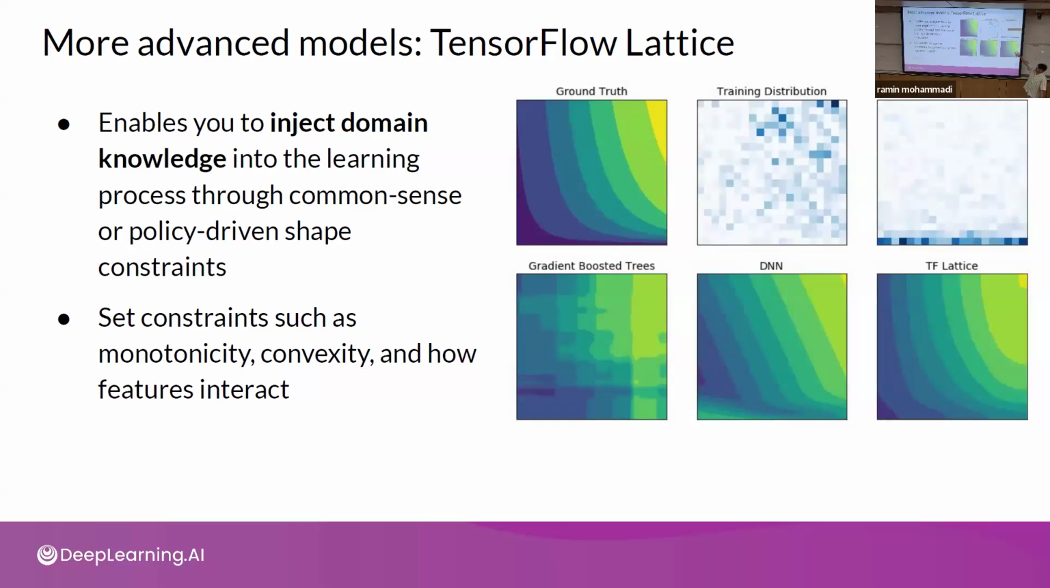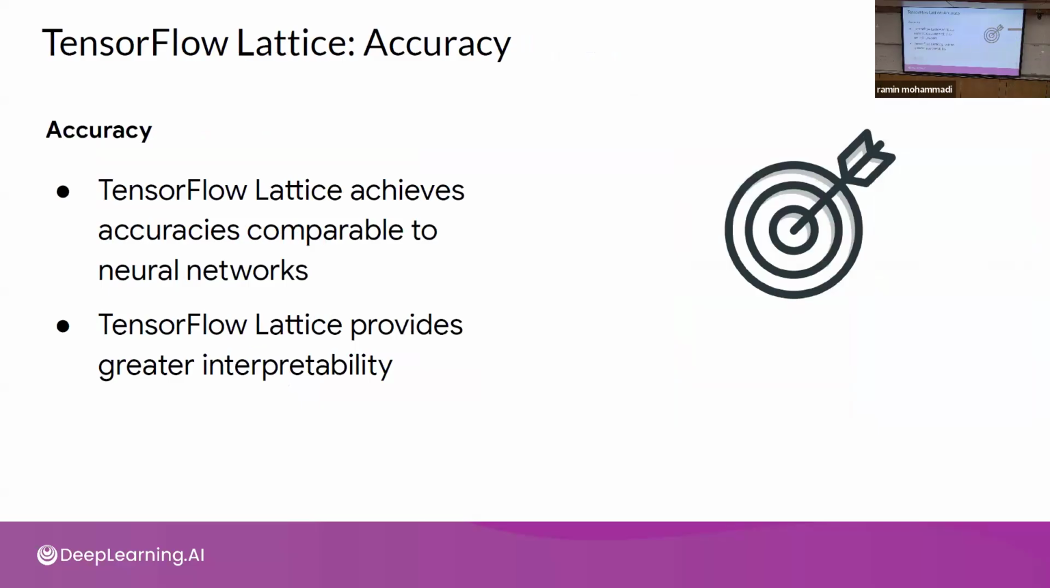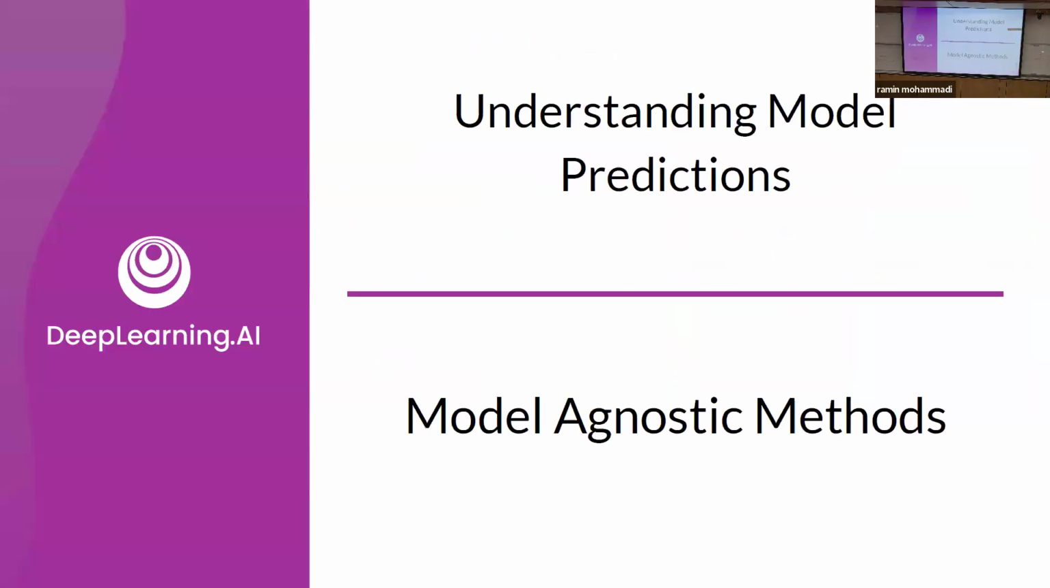On the top left, you have the ground truth distribution. If you apply XGBoost, this is what you get. If you apply a deep neural network, this is what you get. If you apply TF lattice, it's almost identical to the original data, right? So it's pretty strong for learning data. Okay, so let's pass this one.